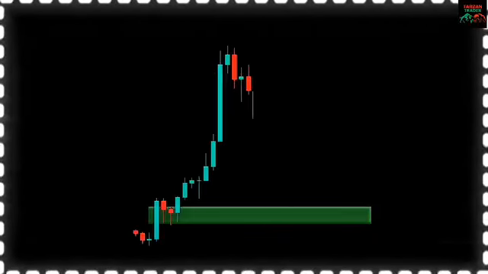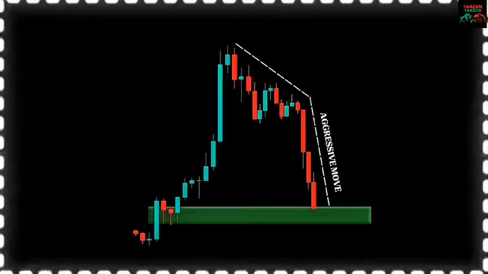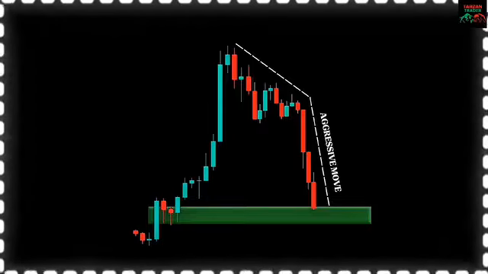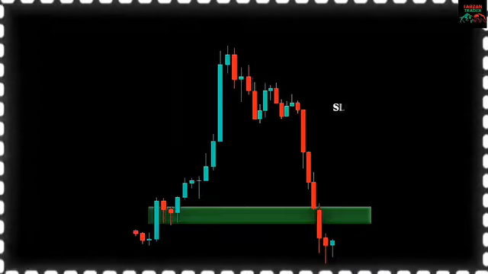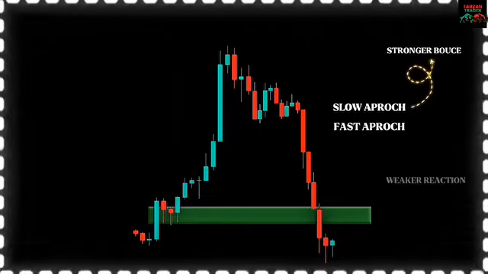But if the price is aggressively falling straight into the zone, avoid entering, because in that case, buyers don't even get time to defend that level, and the probability of reversal drops significantly. So remember, slow approach, stronger bounce. Fast approach, weaker reaction. Now, this one is a game changer.